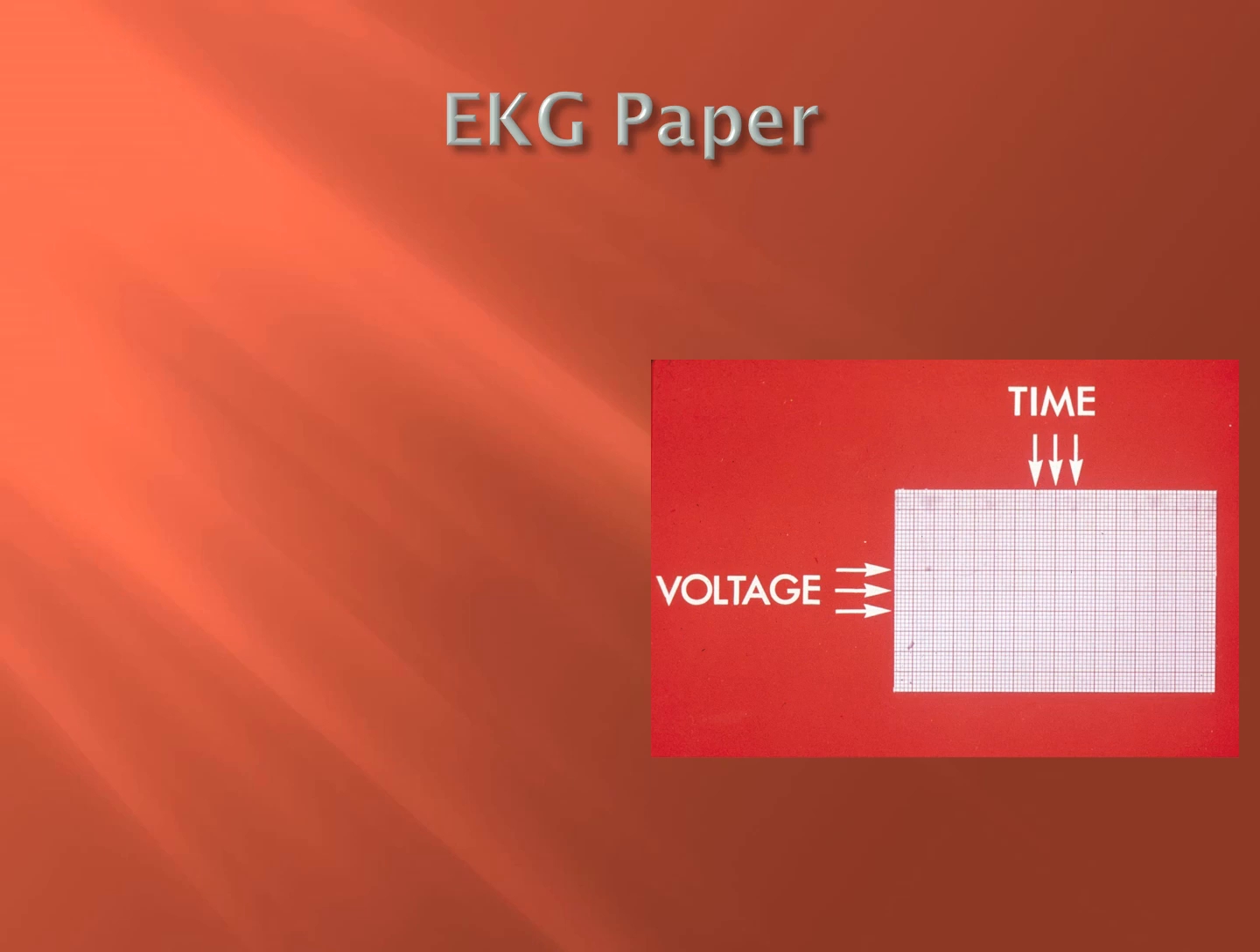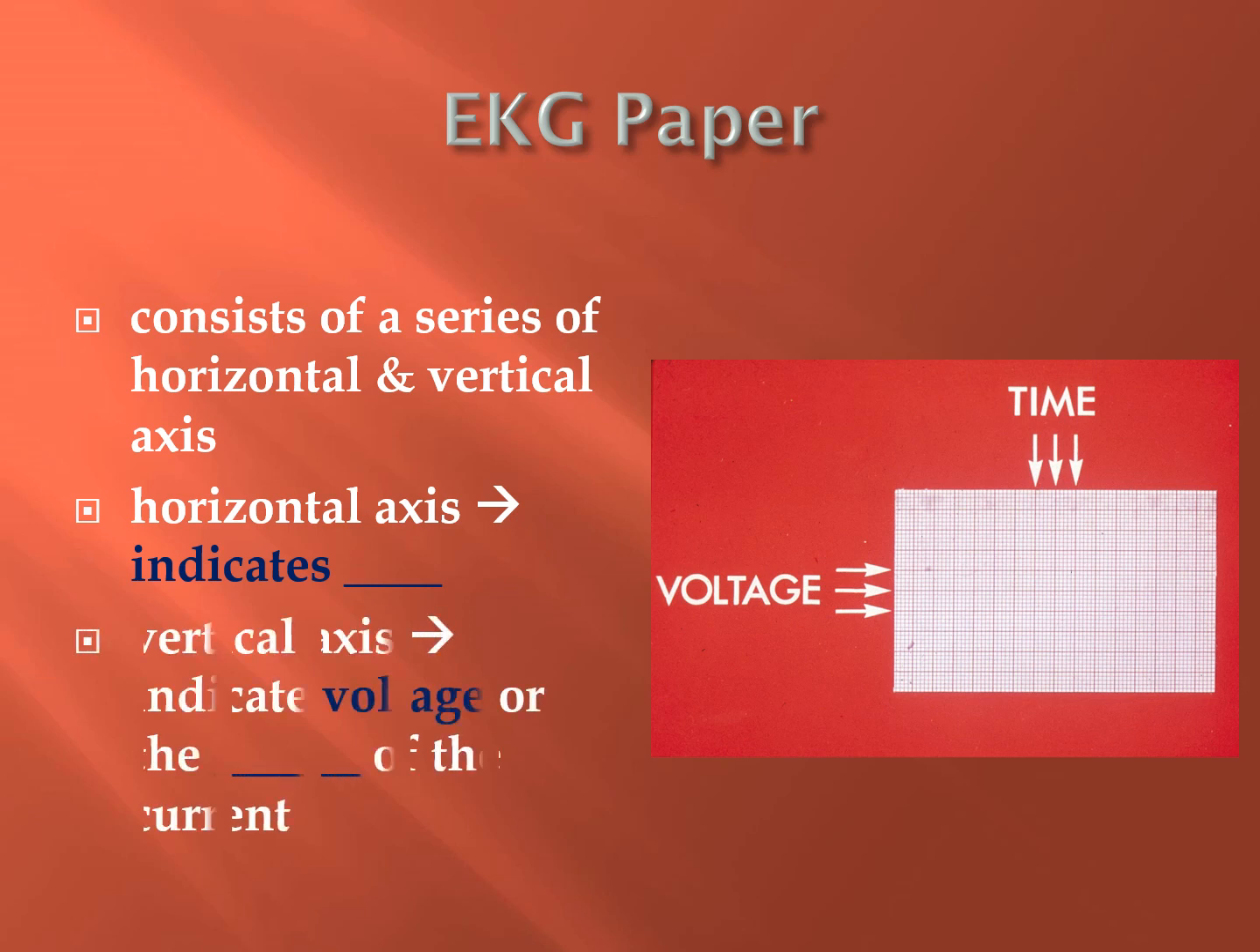When we're looking at the EKG paper, it consists of a series of horizontal and vertical axes. The horizontal line indicates time. The vertical axis indicates voltage, or the strength of the current.